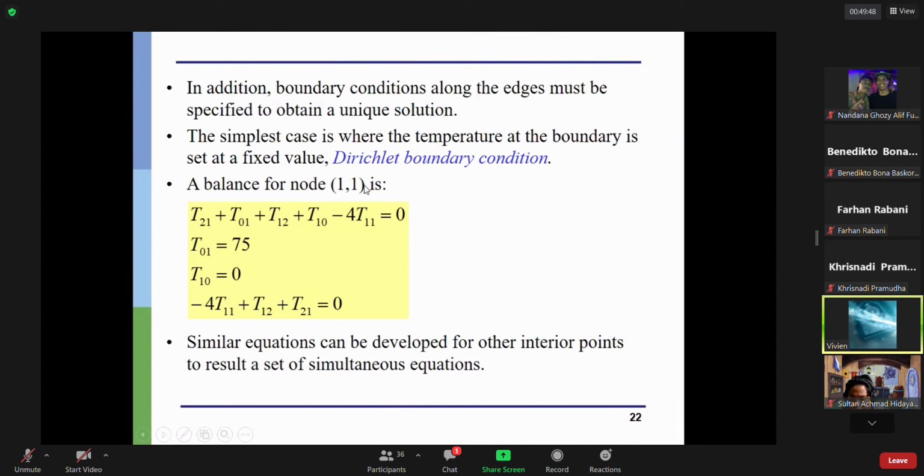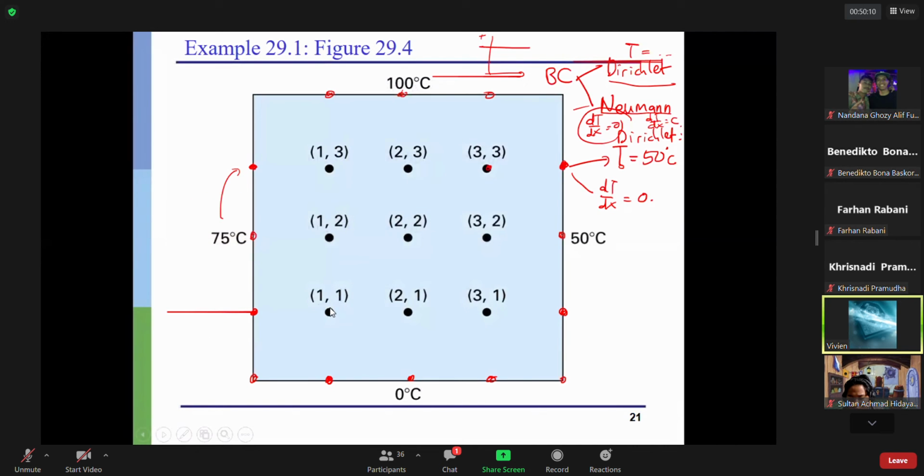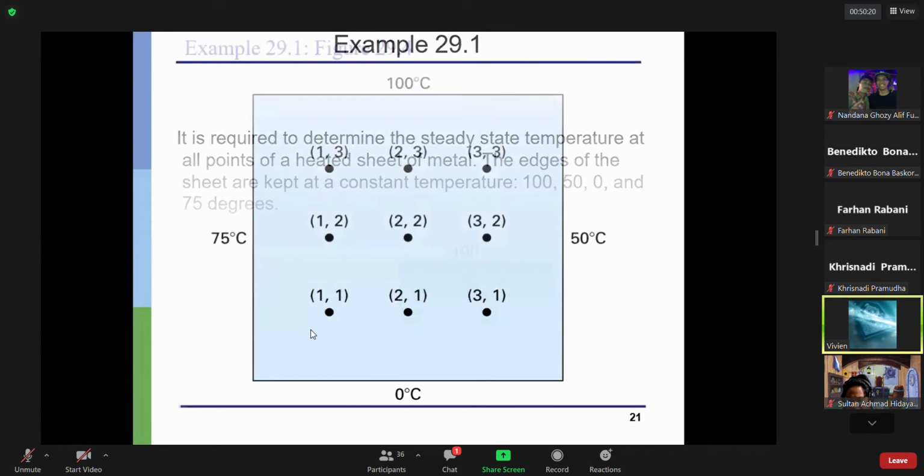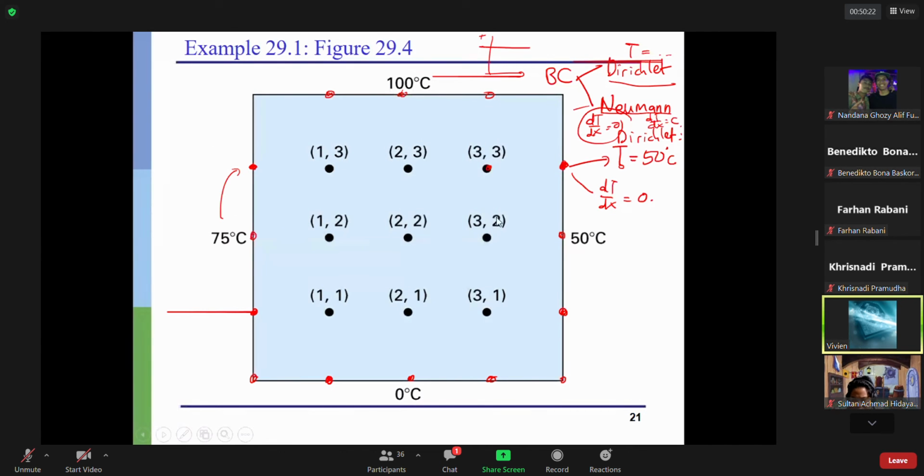Going back to the problem that we had before, all of the temperatures are set on the sides, so we have all Dirichlet boundary conditions. Now we can write the equation for each of the nodes. For example, we take node 1,1, which is the first node here. Then we insert the equations that we had before. We apply that for all of the nodes here.